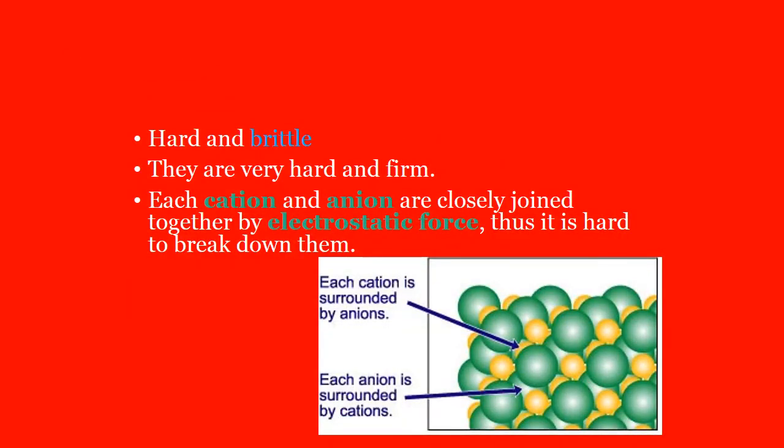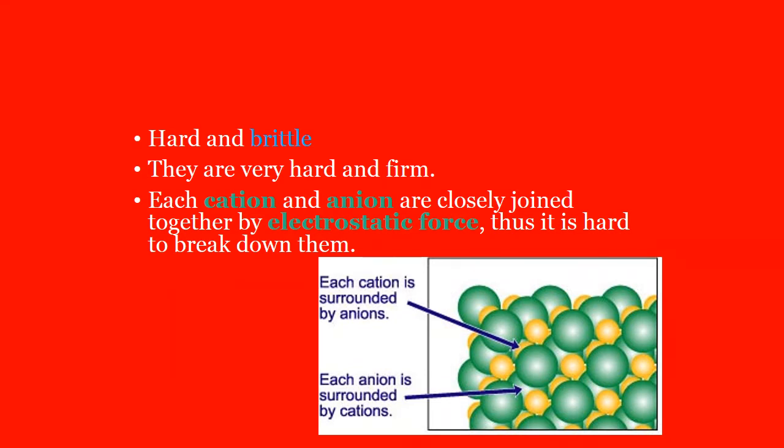They are hard and brittle. They are very hard and firm. This is because each cation and anion, where a cation is a positive ion and an anion is a negative ion, are closely joined together by strong electrostatic force. Thus, it is hard to break them down.